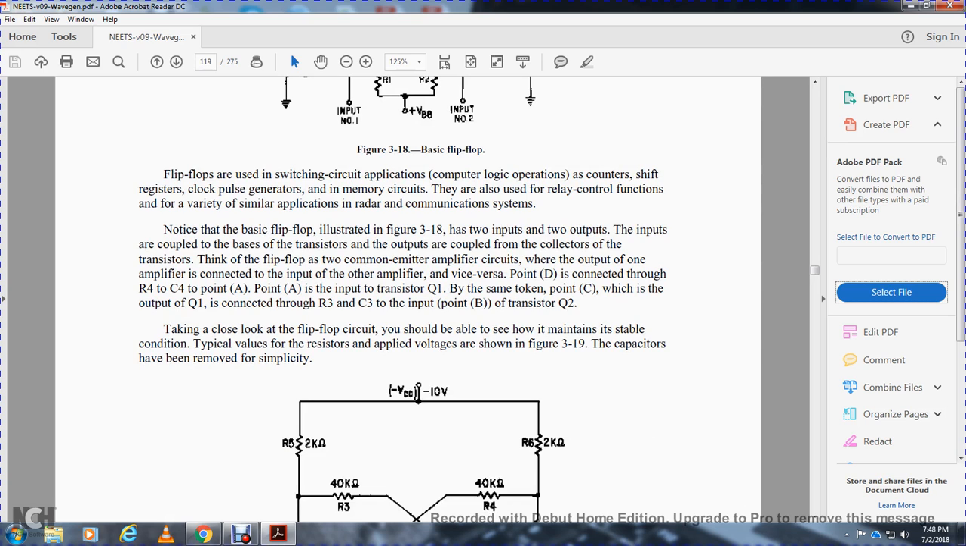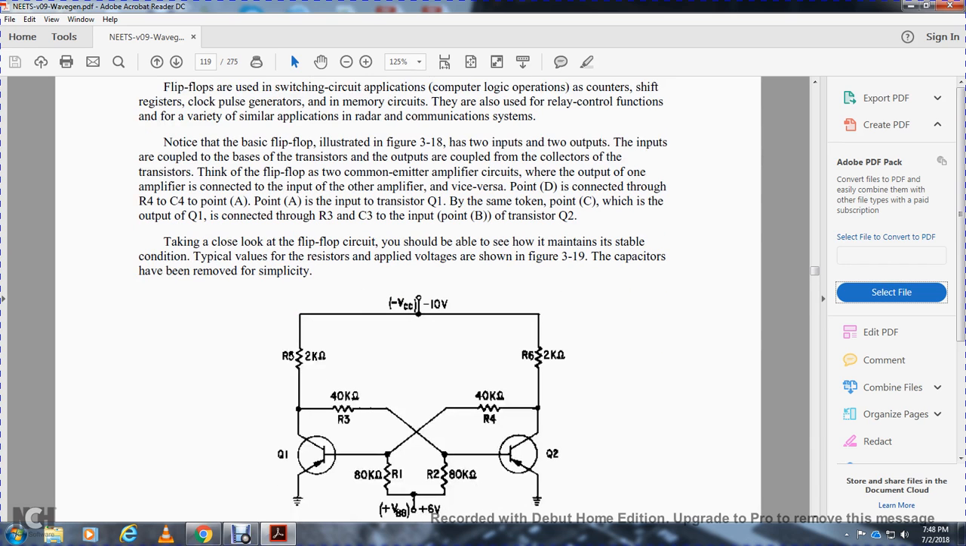Point D is connected through resistor 4 and capacitor 4 to point A. Point A is the input to transistor 1. By the same token, point C, which is the output of transistor 1, is connected through resistor 3 and capacitor 3 to the input point B of transistor 2.